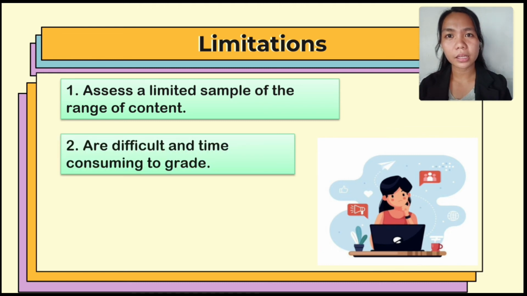Essays are difficult and time consuming to grade. Yes, it is very difficult and time consuming to grade for a teacher, because as a teacher you need to always read the output of your students, especially if it is essay. You need to grade them according to what they pass to you, not on who you know. So you need to really grade them according to the criteria of the essay question.